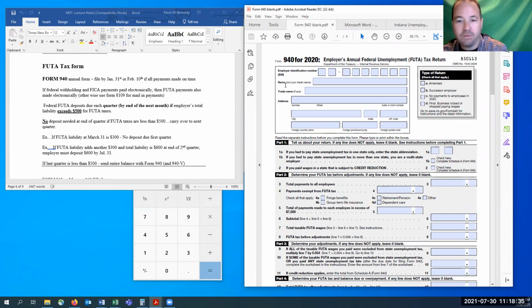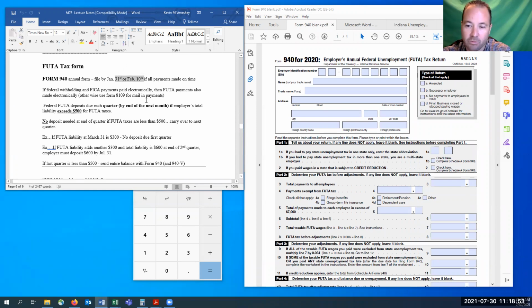All right, the 940. Notice here when it's due by, it's an annual form, whereas the 941 is quarterly. So it's due by January 31, or just like on the other one, if all your payments are made on time, you get an extra 10 days. Most of the time, all of your payments are going to be done electronically now.